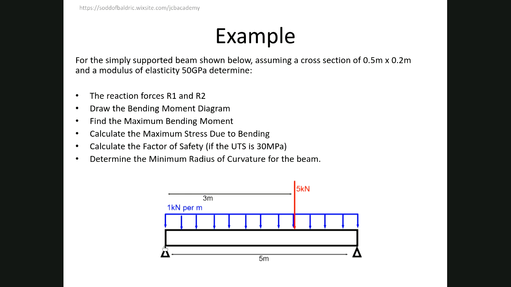Okay. What we're being asked to do are these points. So the reaction forces R1 and R2, draw the bending moment diagram, find the maximum bending moment, calculate the maximum stress, from the maximum stress find the factor of safety, and determine the minimum radius of curvature for the beam. So, I'm going to start with the reaction forces.